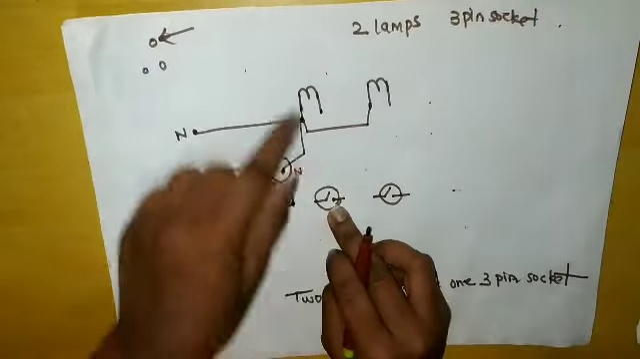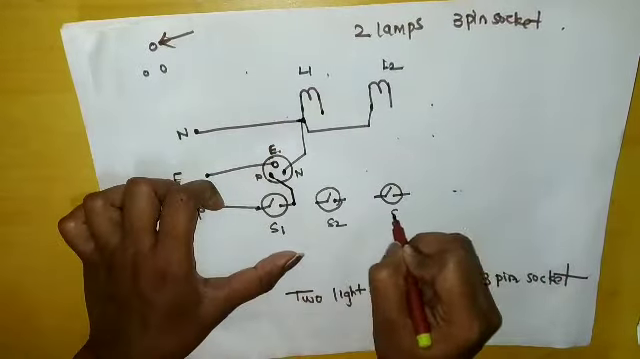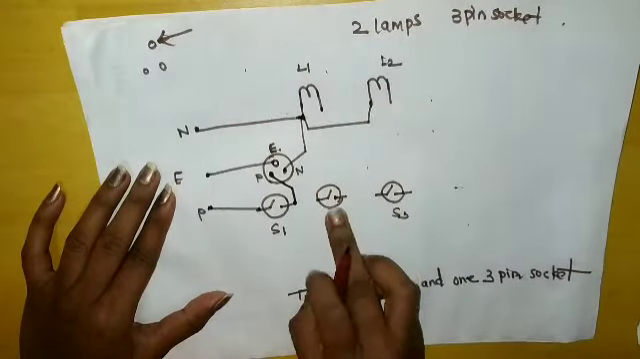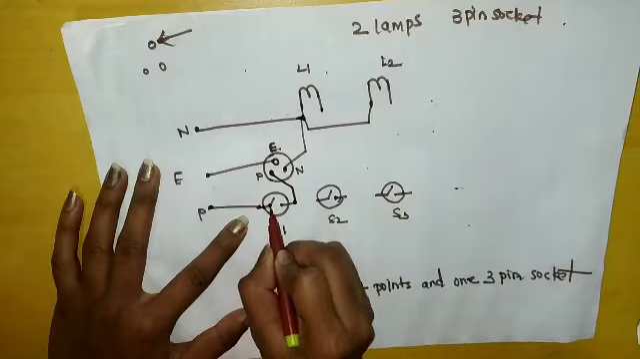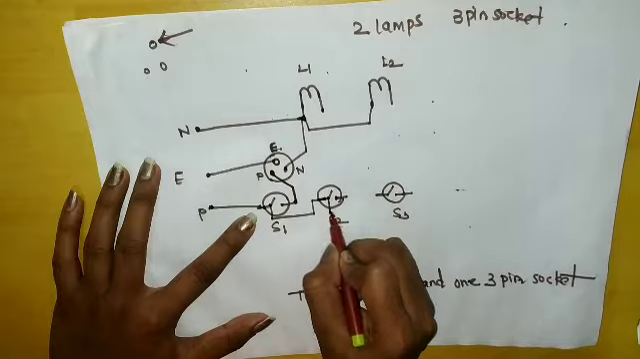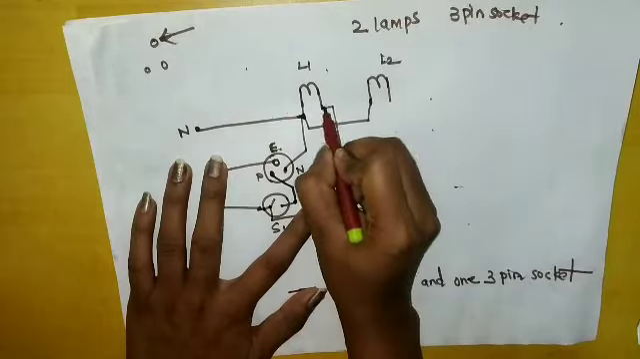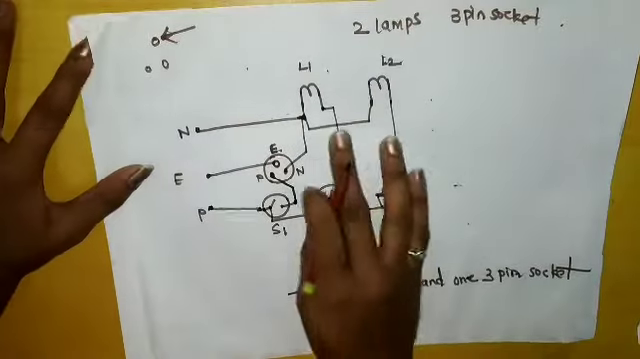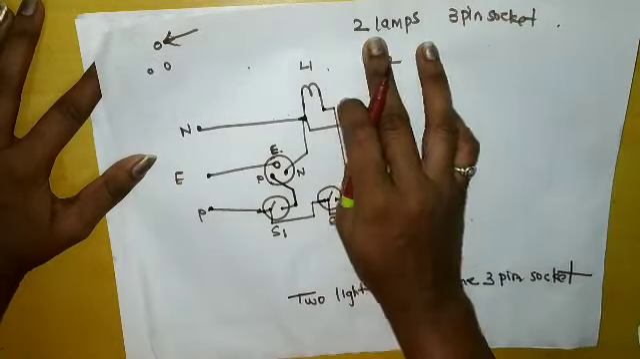Now for the lamp, so this lamp is L1, this is L2. So this is switch S1, this is switch S2, this is switch S3. Now this switch S2 will operate for lamp L1. Now what we have to do, we have to just link this phase from here to next switch, right? And from this switch we have to link to the next switch. And now for this lamp we have to just connect this, right? So this is our diagram for 2 lamps and 1 3-pin socket. So what we just did here, we were asked to draw 2 lamps and 3-pin socket.